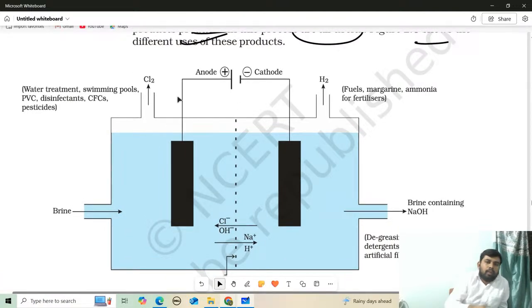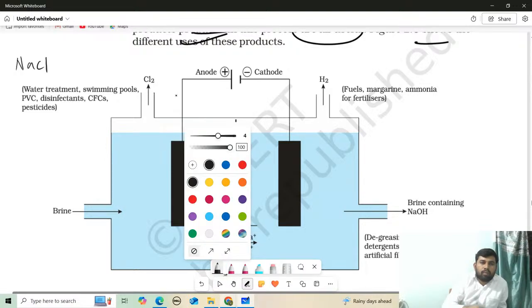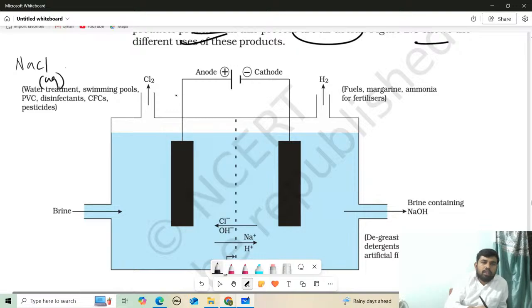Now, the main thing you should remember is that we are taking aqueous NaCl, plus we are adding water. What is aqueous NaCl again? Aqueous NaCl is saturated NaCl. I'll explain the meaning of saturation. It forms NaOH, sodium hydroxide, and Cl2 and H2. This reaction is going to take place.